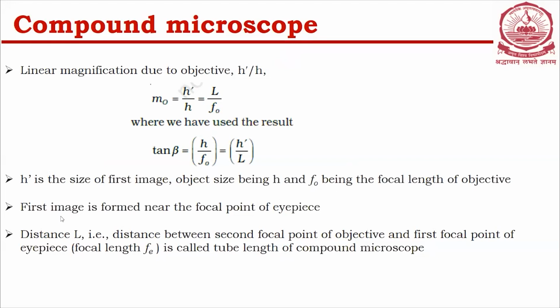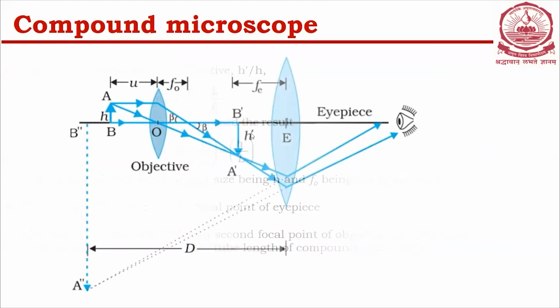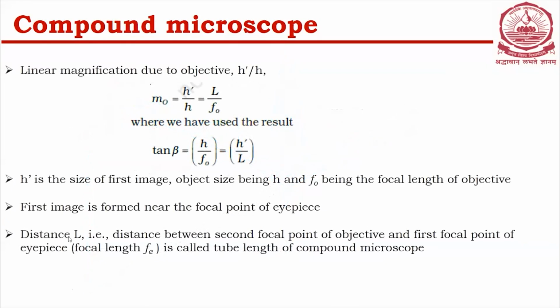Okay. So first image is formed near the focal point of the eyepiece. That's what is important here. So the first image is formed near the focal point of your eyepiece. Okay. So distance L, that is the distance between second focal point of the objective and first focal point of the eyepiece, is called the tube length. That's what I told. What is tube length? This is actually tube length.